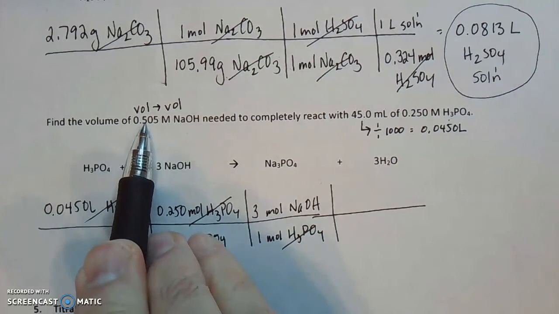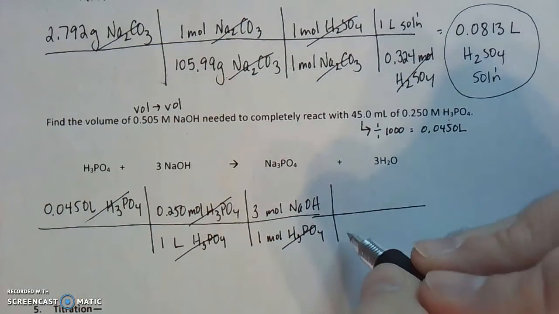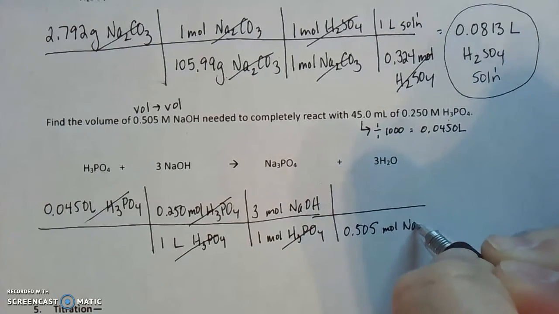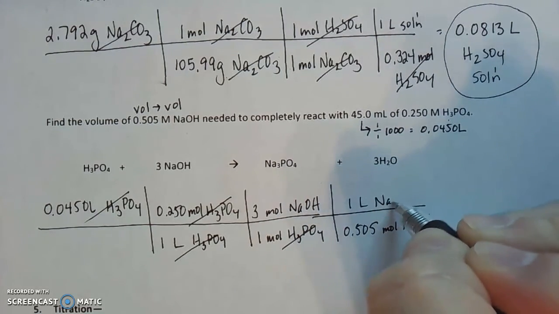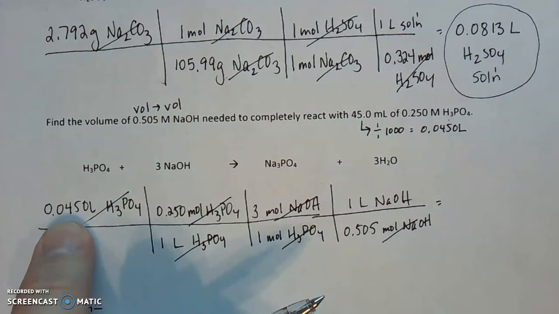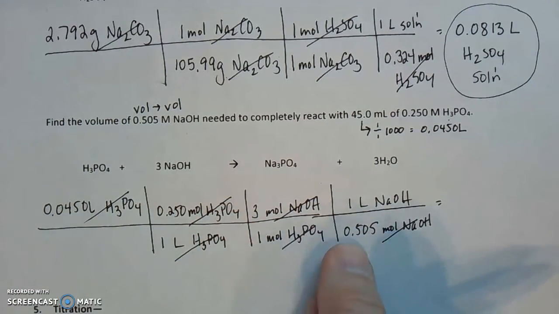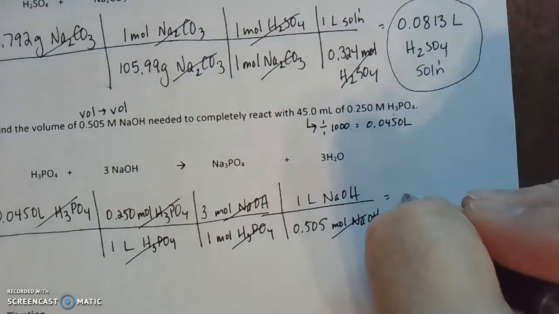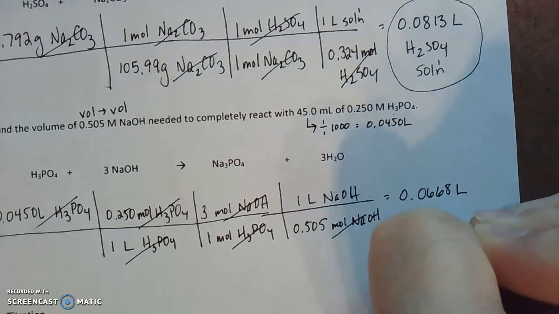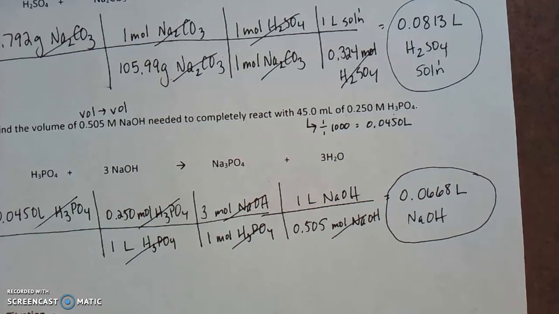So 0.505 molar NaOH is 0.505 moles of NaOH over 1 liter. So 0.505 moles of NaOH goes on the bottom, and 1 liter of NaOH goes on top. 0.0450 times 0.25 hit equals, times 3 hit equals, divided by 0.505. 3 significant figures gives us 0.0668 liters of NaOH. That is our final answer. It'd be 66.8 milliliters.